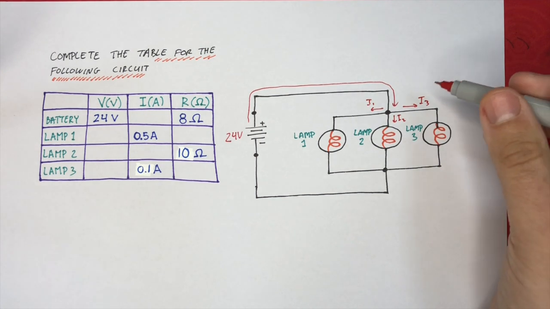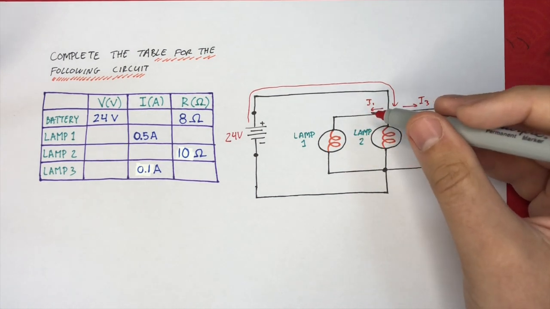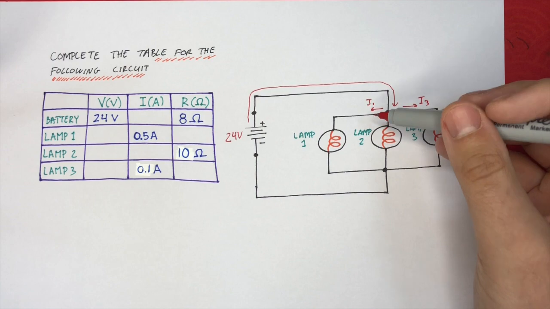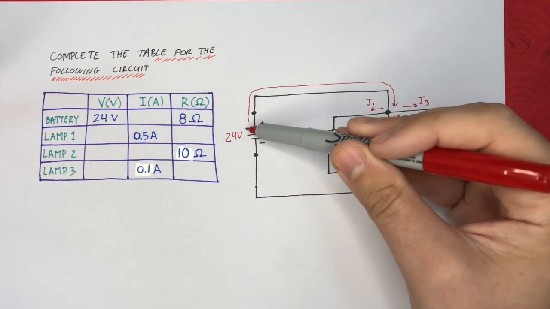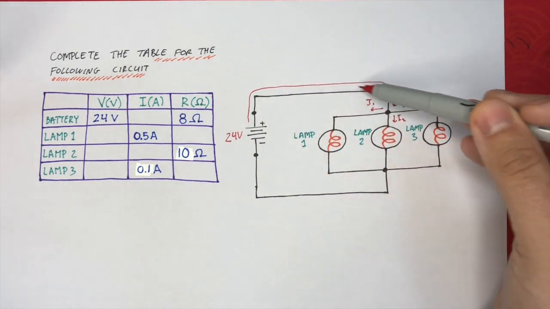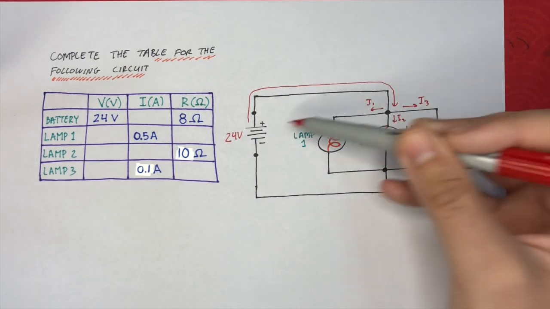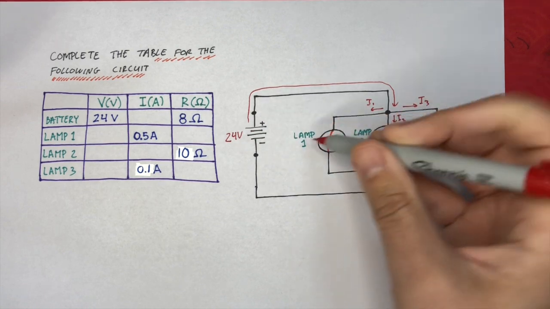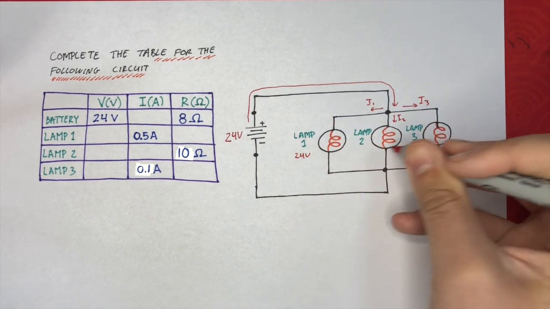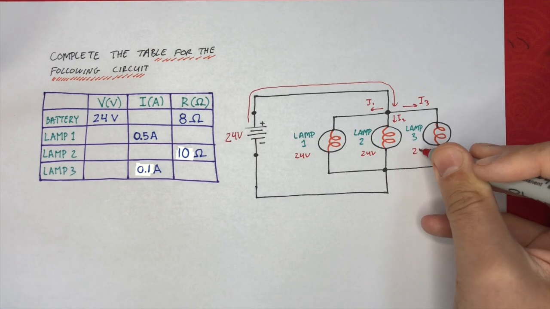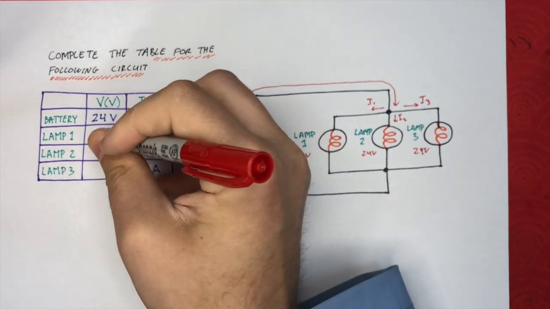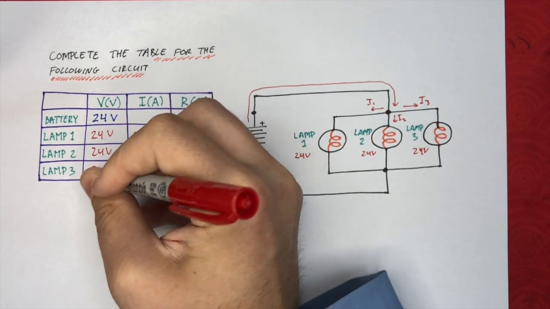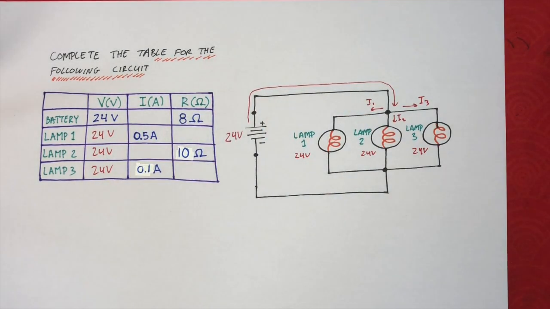But since we have a parallel circuit, we know that the voltage is going to be the same across all 3 of these. In order for the change in voltage to reach 0, all of these 3 lamps must have the exact same voltage as the battery. So lamp 1 is going to have 24 volts, lamp 2 will be 24 volts, and lamp 3 will also be 24 volts. So we can just straight away put all those numbers right here in our table: 24 volts, 24 volts, 24 volts. Now the next thing that we should be looking at is using Ohm's law.